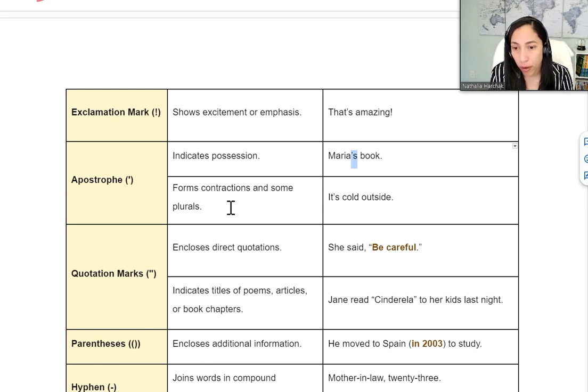Let's see. It also forms contractions and some plurals. It's cold outside. "It's" is a contraction of "it is," okay? And this happens a lot. For example, don't, do not; didn't, did not; won't, will not; and so on, okay?